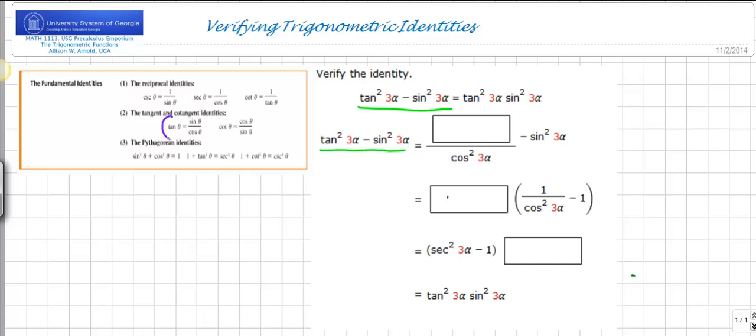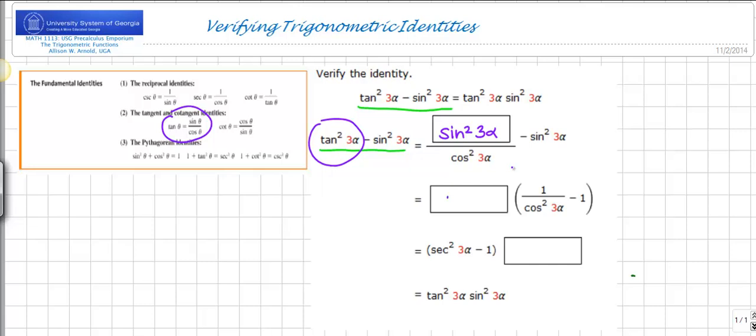Notice via this identity and squaring that tan squared 3 alpha is the same as sine squared 3 alpha divided by cosine squared 3 alpha. So I have sine squared 3 alpha over cosine squared 3 alpha minus sine squared 3 alpha. Now the question is, how is the author of the problem getting from this step to the next one?